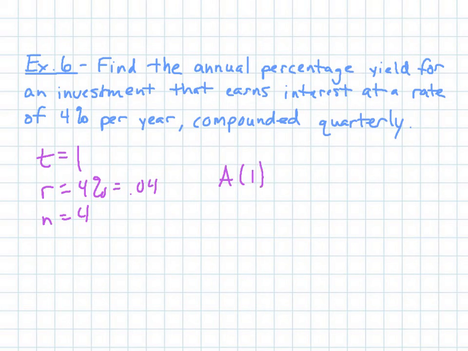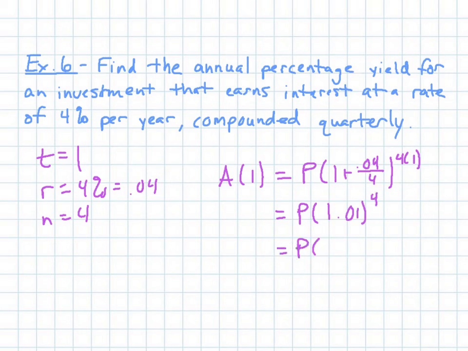So A of 1 equals P times 1 plus 0.04 divided by 4 to the 4 times 1 power. So let's simplify that a little bit. 0.04 divided by 4 is 0.01. So that gets me 1.01, and then 4 times 1 is 4. So let's make that one number. If I took it to the 4th power, it would be 1.0406, and so on and so forth.